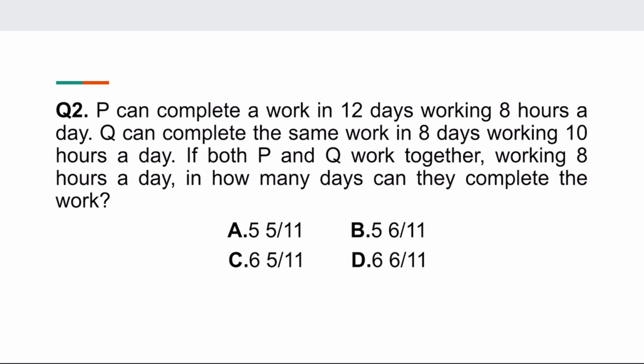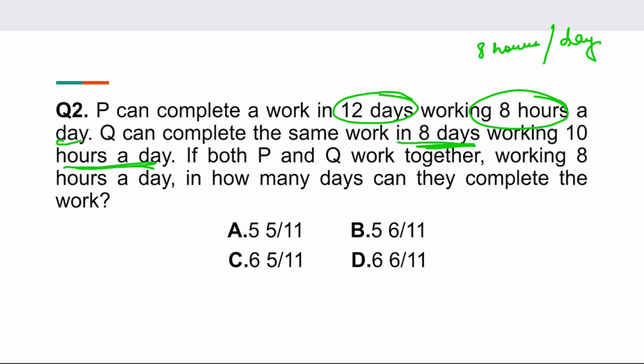Let's read another question now. So what's the question here? The question says P can complete a work in 12 days, working 8 hours a day. That means 8 hours per day. Alright. And Q can complete the same work in 8 days, working 10 hours a day. Now if both P and Q work together, working 8 hours a day, in how many days can they complete the work? Now it's simple.